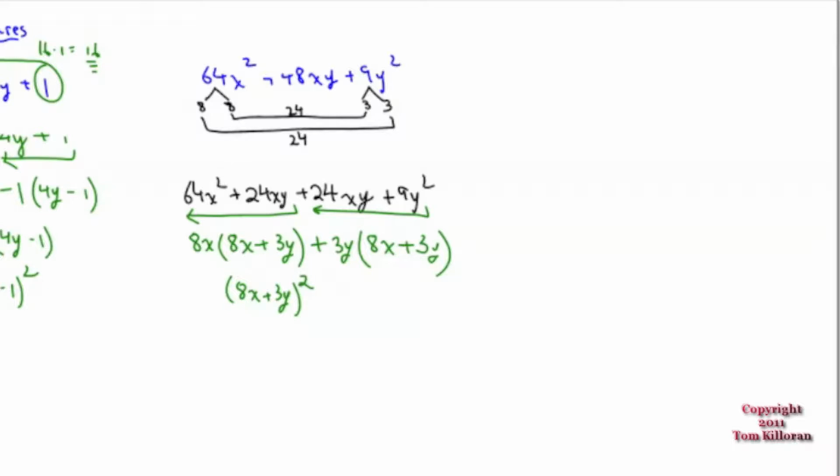One last problem. Just to throw your techniques out the window for a second. How about this one? 60b x squared minus 84bx minus 72b. That's a lot of junk.